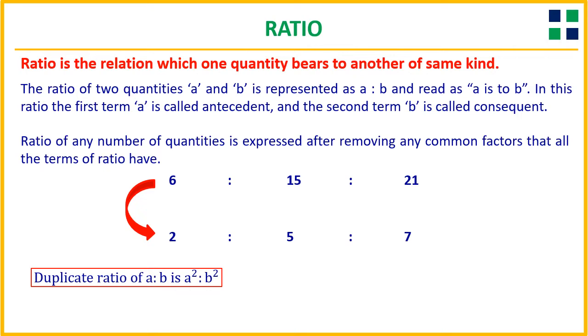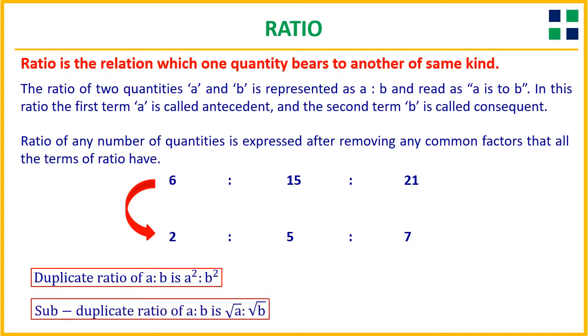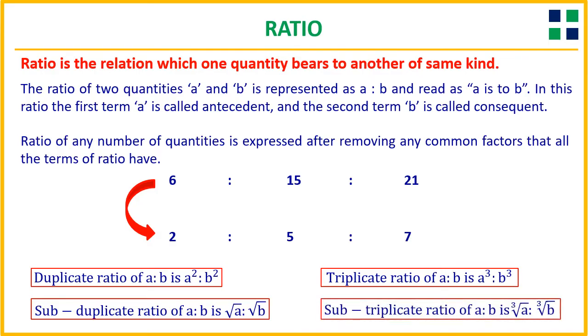Now the duplicate ratio of A is to B is A square is to B square. Then what is subduplicate ratio? Subduplicate ratio of A is to B is under root of A is to under root of B. Similarly, the triplicate ratio of A is to B can be written as A cube is to B cube. Then the subtriplicate ratio of A is to B is cube root of A is to cube root of B.